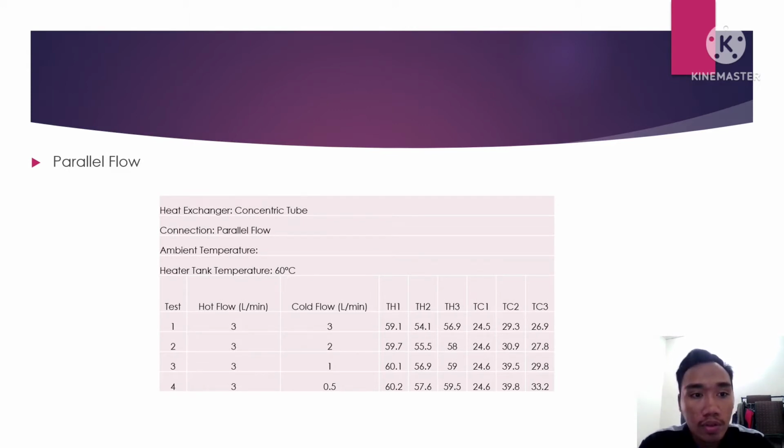Next, for the parallel flow configuration, we are also using the same heat exchanger, a concentric tube heat exchanger, and the heater temperature is set to 60 degrees Celsius. For this configuration, we also run 4 test runs, and we keep the flow rate of hot water constant at 3 liter per minute, and change the flow rate of cold water to 3, 2, 1 and 0.5 liter per minute.